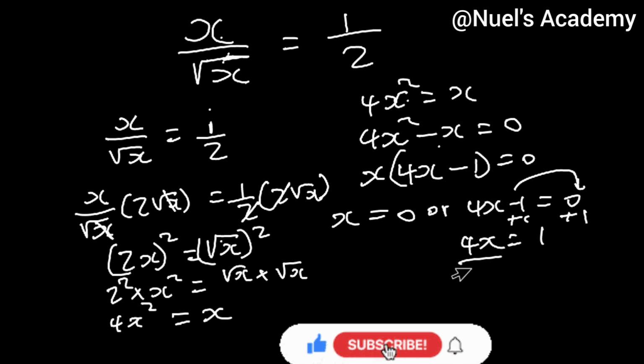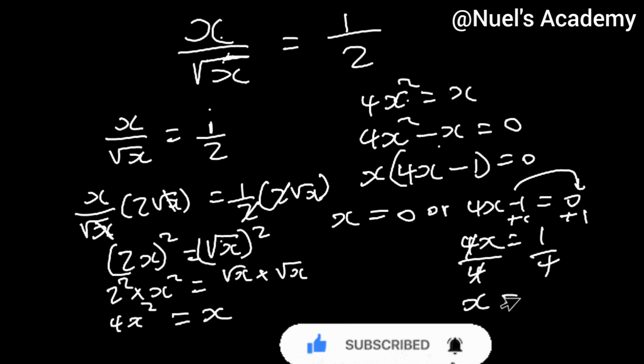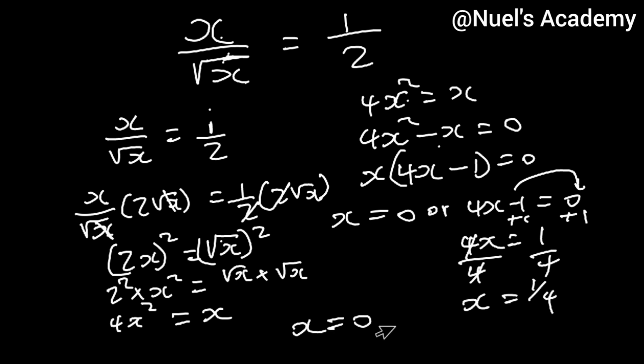So let's divide both sides by 4. 4 into 4 is 1. So we have that x is equal to 1 over 4. So we have that x is equal to 0, or x is equal to 1 over 4.